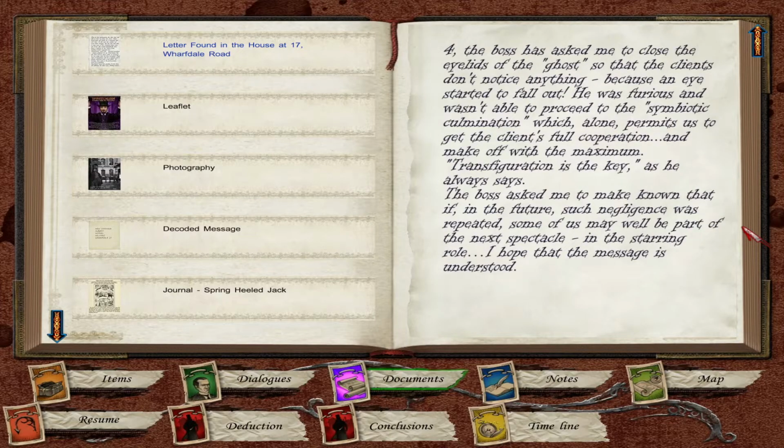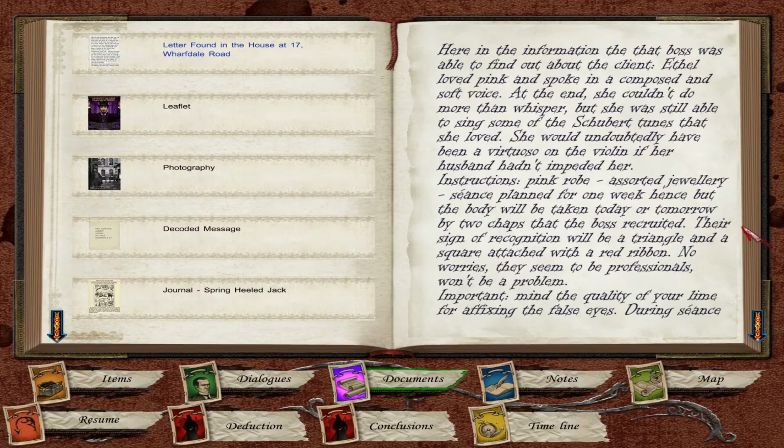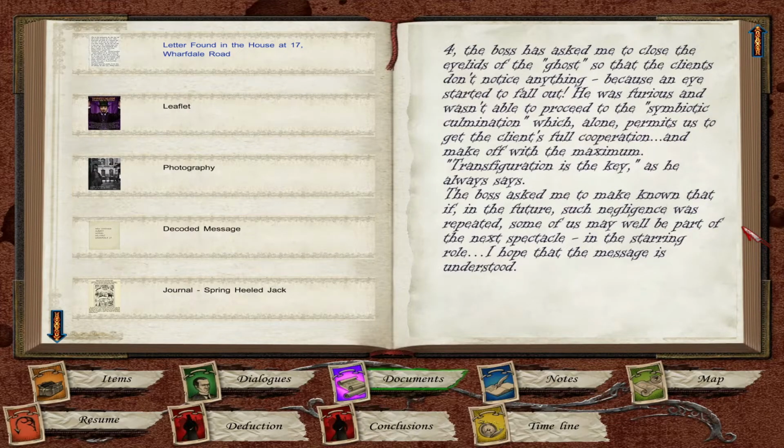During Seance 4, the boss asked me to close the eyelids of the ghost so that the clients don't notice anything, because an eye started to fall out. He was furious and wasn't able to proceed to the symbiotic culmination, which alone permits us to get the client's full cooperation and make off with the maximum. Transfiguration is the key, as he always says. The boss asked me to make known that if in the future such negligence was repeated, some of us may well be part of the next spectacle in the starring role. I hope that message is understood.